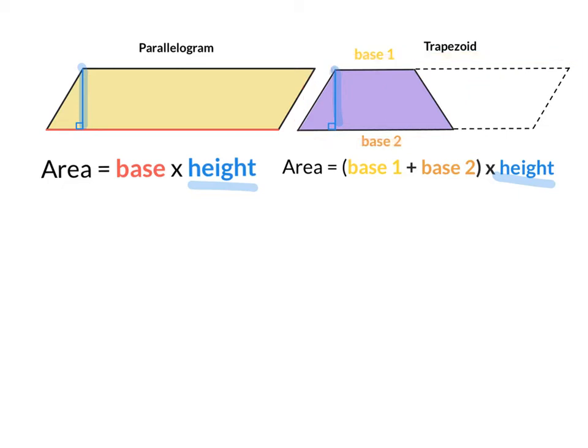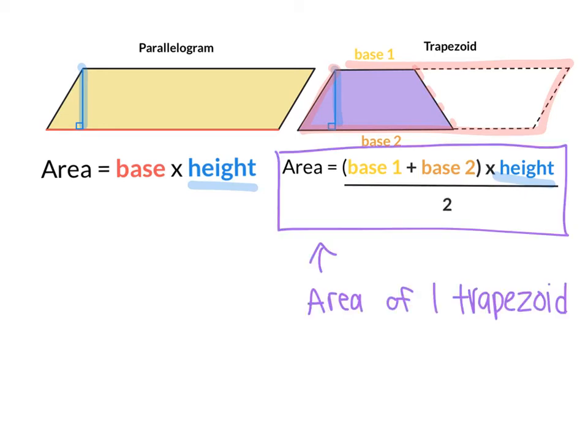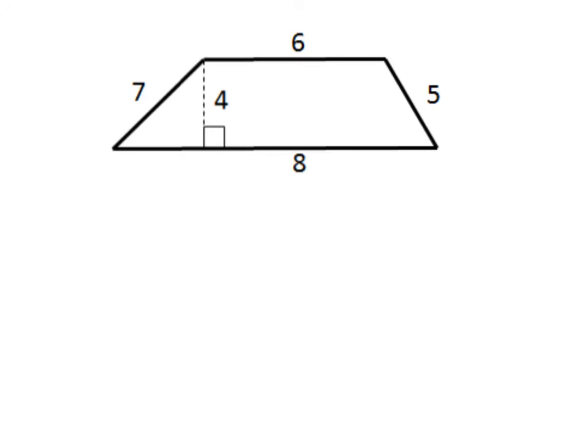We really want a formula to find the area of one trapezoid, so what operation should we do to the parallelogram's total area? We can divide the parallelogram's total area by 2. In other words, we can divide the entire equation by 2 to find the area of one trapezoid. Let's see if our equation works.